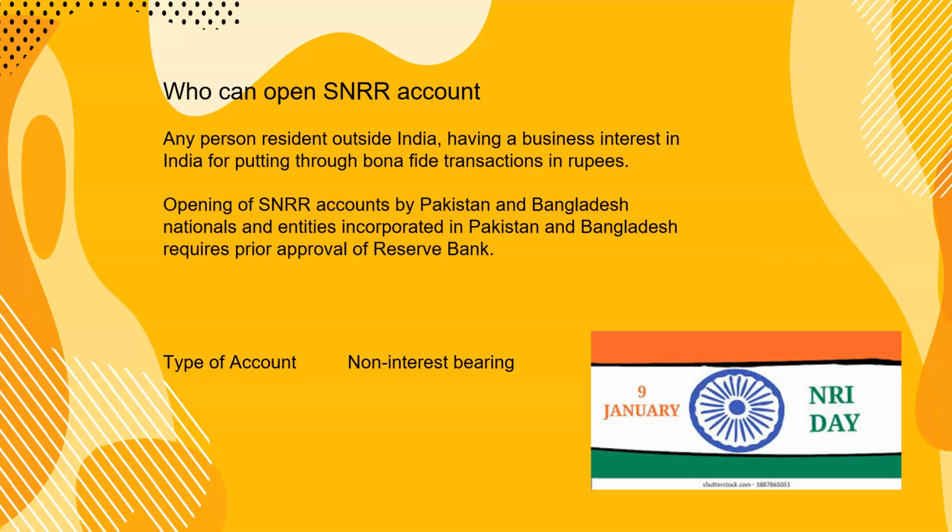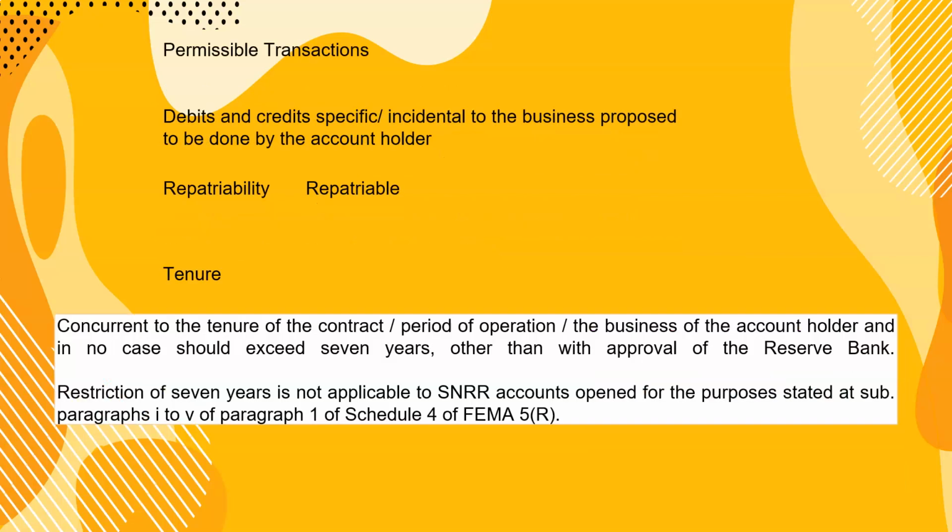Opening of SNRR accounts by Pakistan and Bangladeshi nationals and entities incorporated in Pakistan and Bangladesh requires prior approval of RBI. Type of account: non-interest bearing. No interest is paid on these accounts. Permissible transactions: debits and credits incidental to the business proposed to be done by the account holder. Repatriable: it is fully repatriable. Tenure: concurrent to the tenure of the contract period of operations or business of the account holder. In no case should it exceed 7 years, right? The tenure cannot be more than 7 years, otherwise it requires the approval of RBI, right?